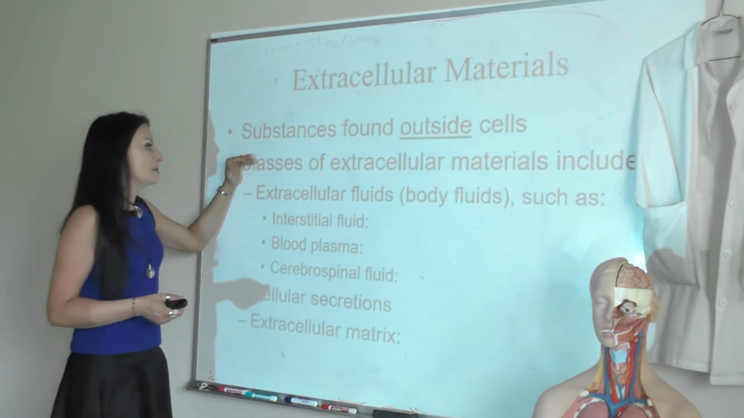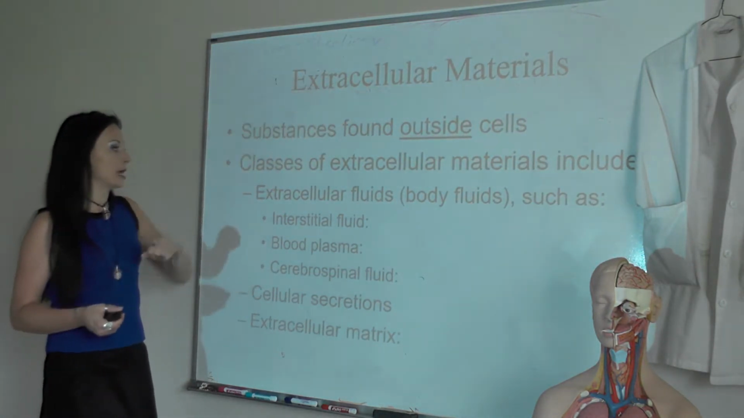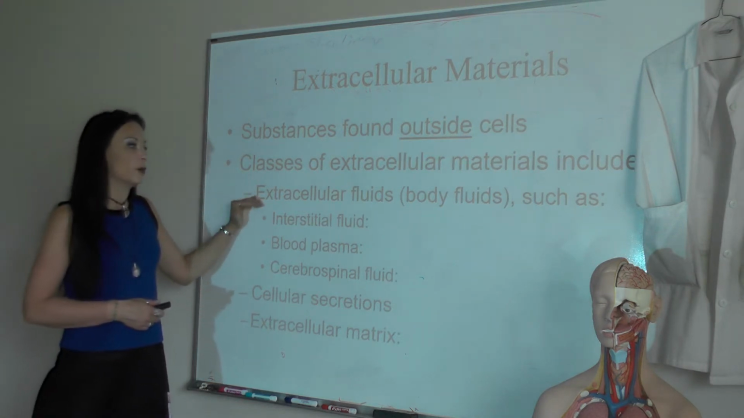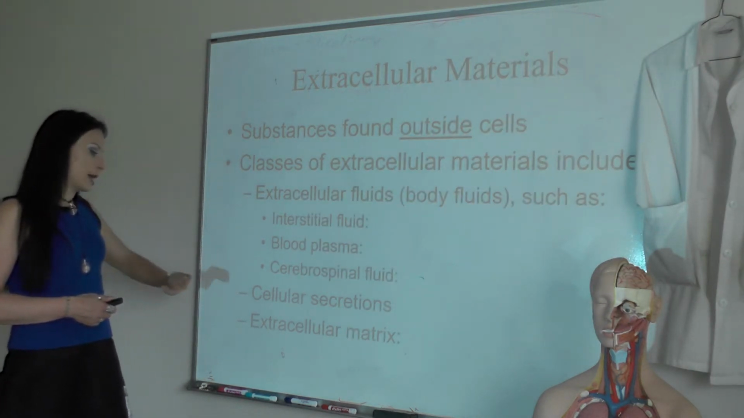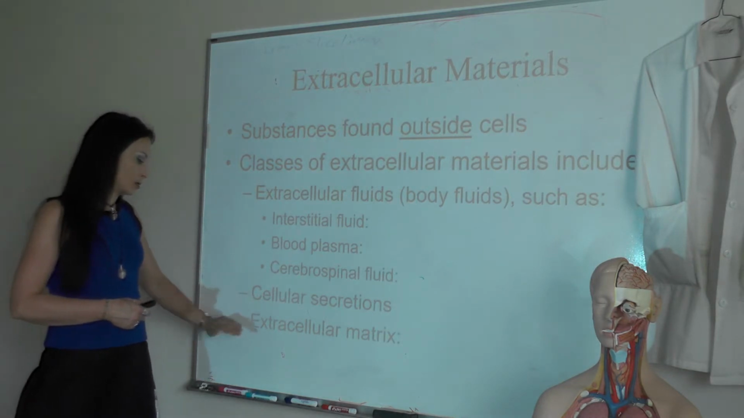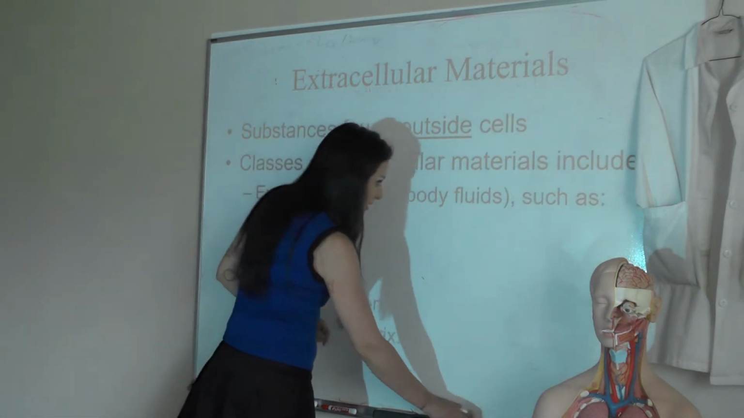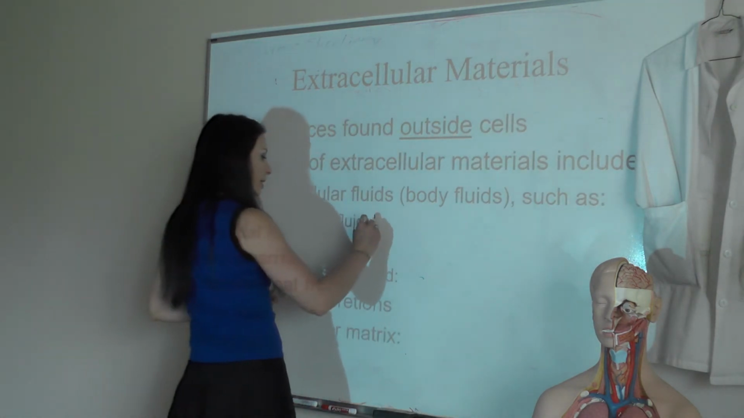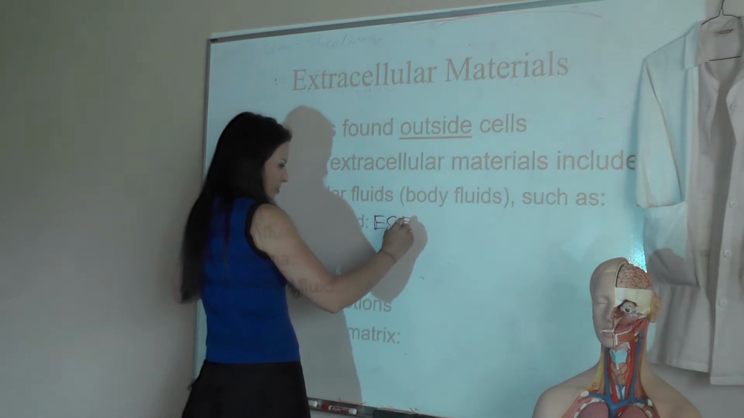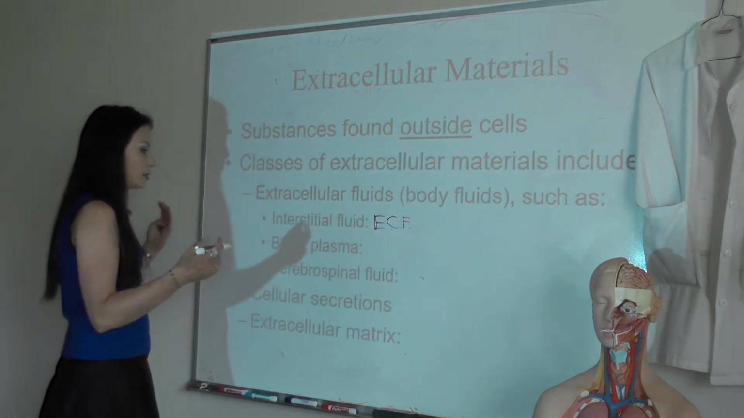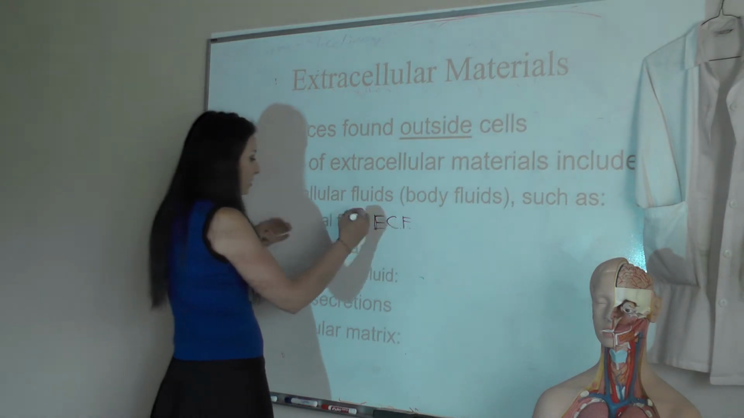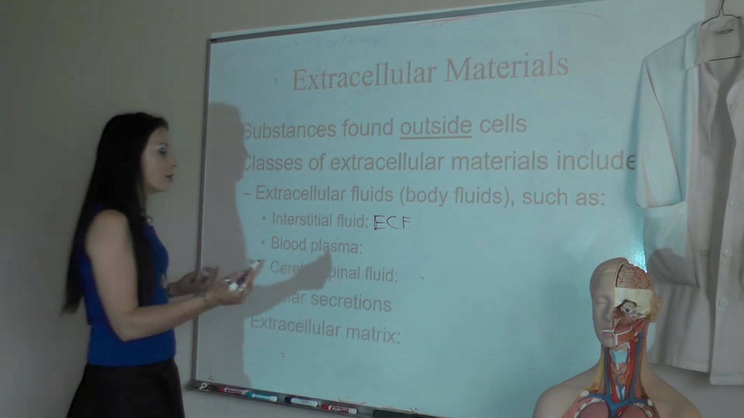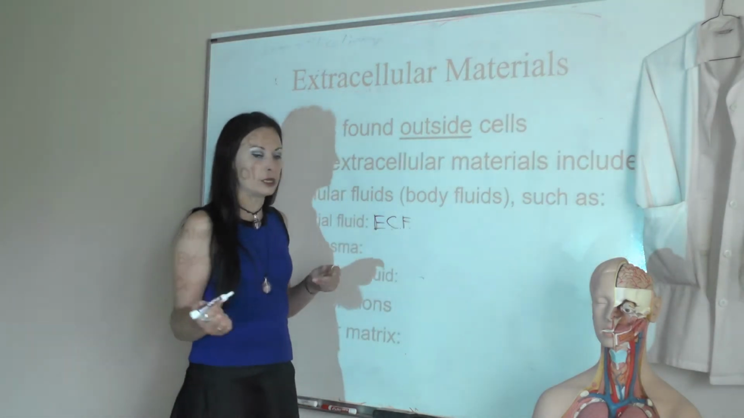So substances that are found outside cells are extracellular materials, and these can be things like extracellular fluids, or cellular secretions, or extracellular matrix. So what are these things that we're talking about? So extracellular fluids. Interstitial fluid is the most common extracellular fluid, and I tend to abbreviate ECF and say interstitial fluid and be talking about the fluid that we find between the cells and most tissues of our body.